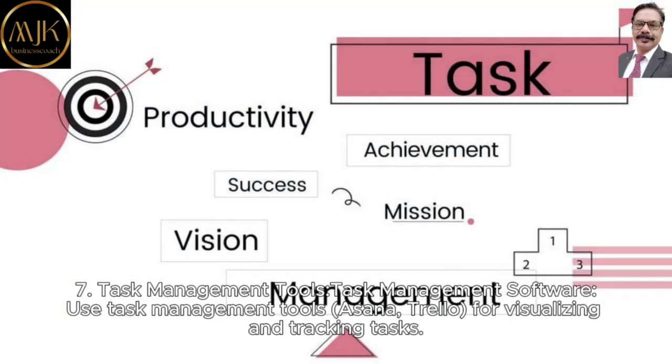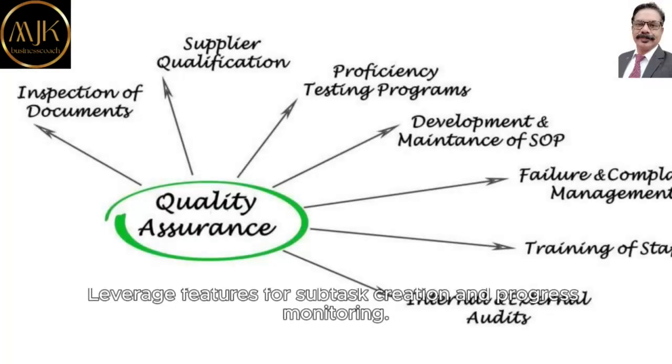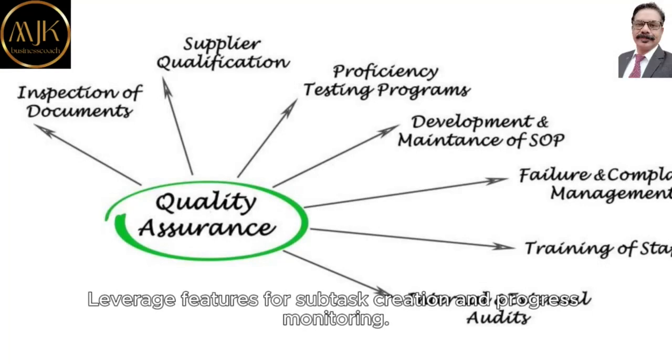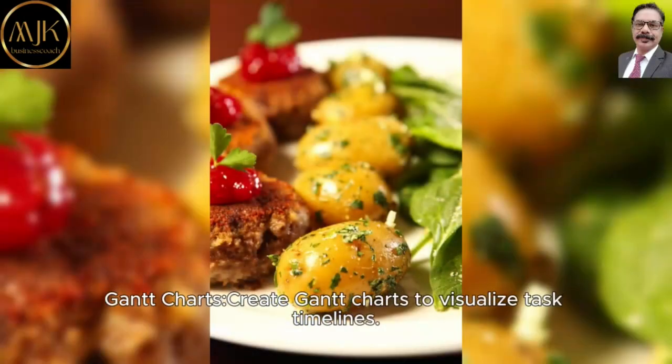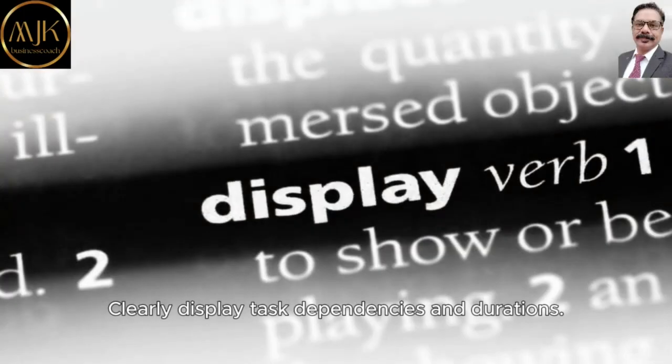7. Task management tools. Task management software. Use task management tools, Asana, Trello, for visualizing and tracking tasks. Leverage features for subtask creation and progress monitoring. Gantt charts. Create Gantt charts to visualize task timelines. Clearly display task dependencies and durations.